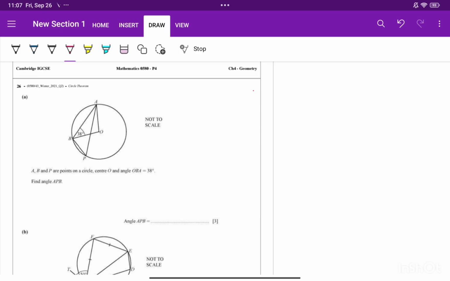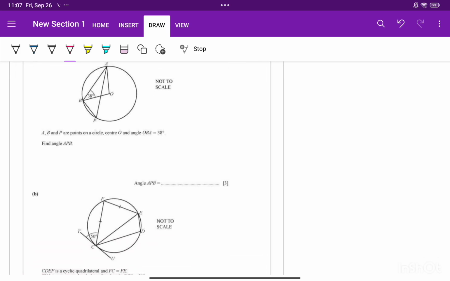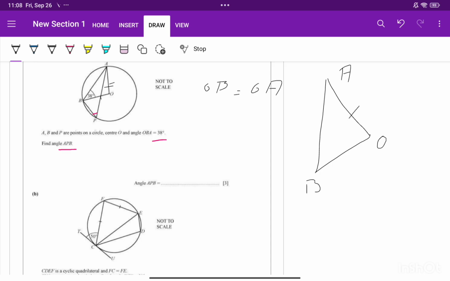Question 26 has been taken from October November 2021, question 2, part A. A, B and P are points on a circle, center O, angle OBA is equal to 38 degrees. Find angle APB. Okay, we have to find this angle. So OB will be equal to OA because they both are radii. Okay, so I'm making a triangle over here, OAB. So these two sides are equal, then we know that this is an isosceles triangle. So if OBA is 38 degrees, then OAB will also be 38 degrees.